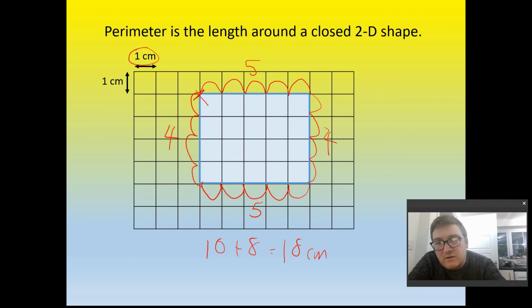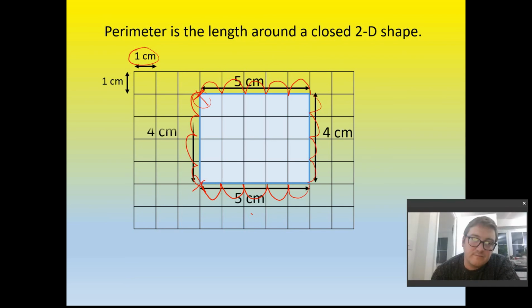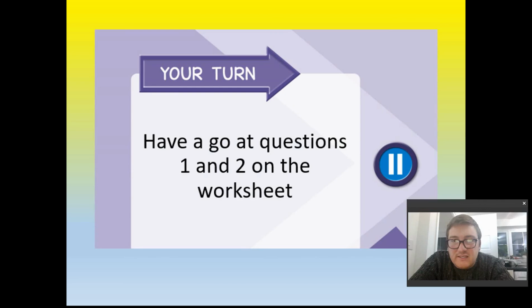I could also, as I'm working out the perimeter, count as I go: 1, 2, 3, 4, 5, 6, 7, 8, 9, and when I get to the end, I get 18 and write it that way. But always pick a point. Maybe it's the top left, maybe it's the bottom right, totally up to you. Maybe put a little X on it, just like I did. When you get back to that point, stop counting. Okay, so just as we said, 5 add 4, add 5, add 4 equals 18.